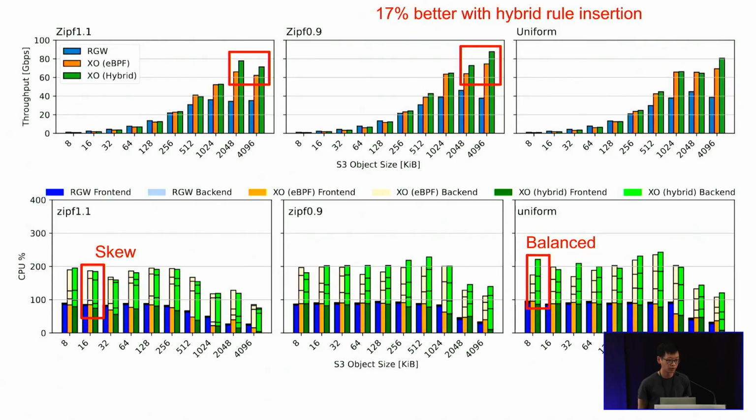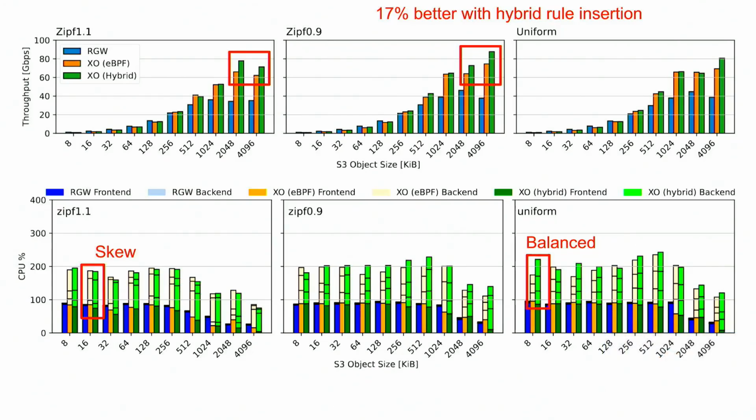We performed a number of GET requests by selecting keys using different distributions. On the right-hand side, we have the uniform case, and on the left-hand side, we have the very skewed case. This is the worst case. The top figure shows the throughput, and the bottom one shows the CPU usage between front ends and different backends. We can see that XO achieves significantly better throughput than the default RADOS gateway provided by Ceph. And at larger message sizes, because of faster hardware forwarding, the hybrid approach also achieves better performance than using only eBPF.